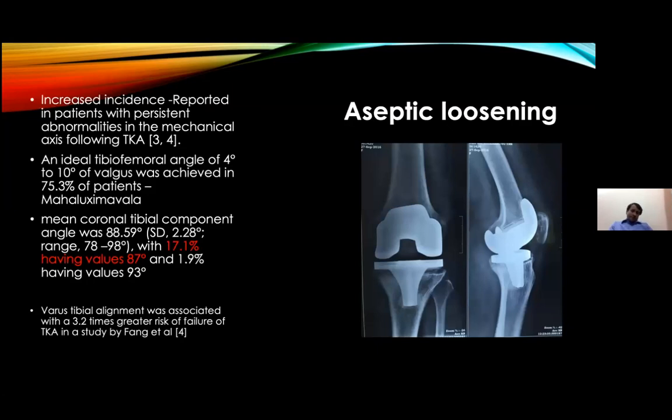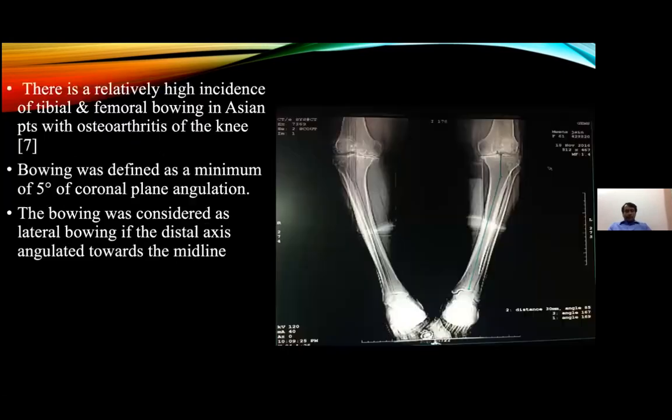So the varus tibial alignment was associated with a 3.2 times greater risk of failure in a TKR, that is studied by Fang et al. So this is what tibial bowing I was talking about. There is a higher incidence that we have seen in Indian patients of both femoral and tibial bowing, and it leads to osteoarthritis, and because of maybe long-standing osteomalacia leads to varus alignment.